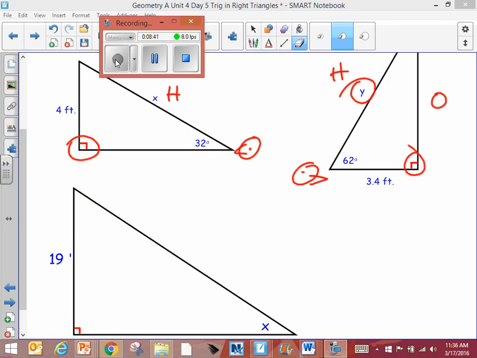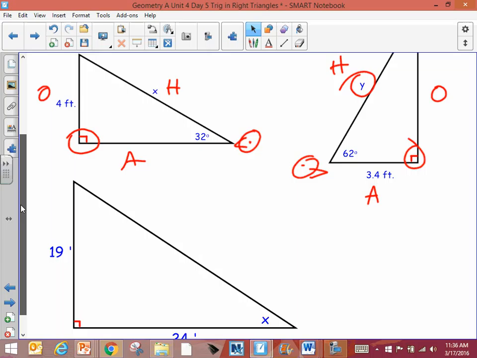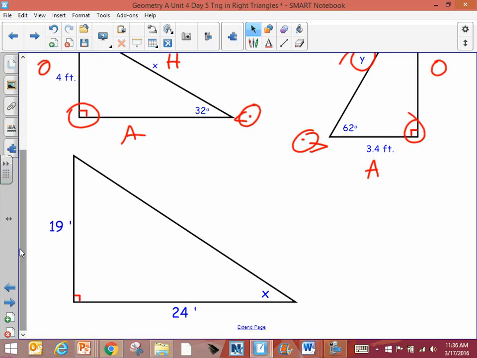So let me put these back up here. H, O, O, A, O, A. Let's do the one at the bottom since that one wasn't done, and then that'll be it. After that, I'll give you a paper. You can search for anything that helps you get these answers. If there's nothing there, that's fine. I'm just breaking the rules.